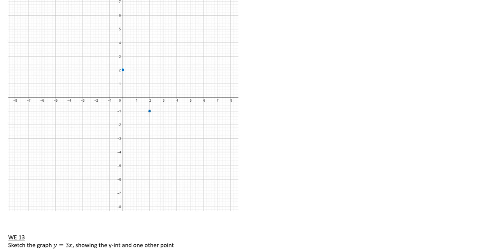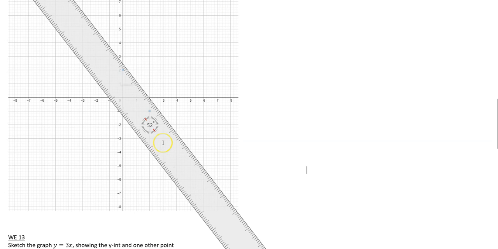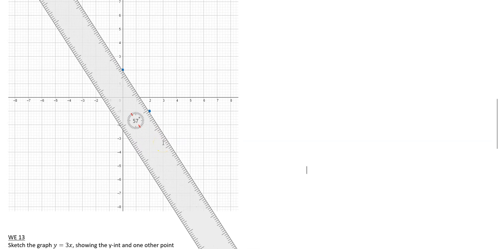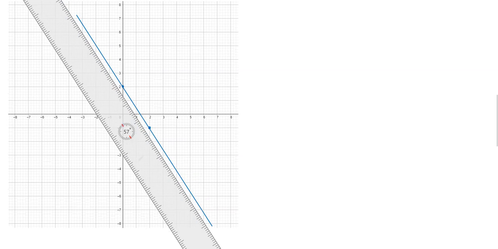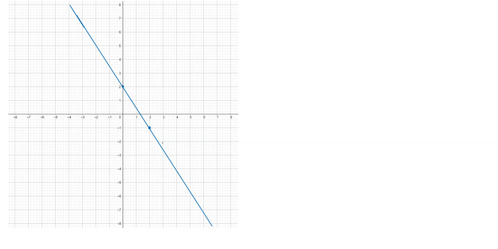If I were to label that as a coordinate point, what would the points be? 2, negative 1. Yeah, x comes first, y comes next. So now I've got those 2 points. It's just a simple matter of doing that thing again: line it up, draw the line. It doesn't have to go across the whole thing, it's fine.